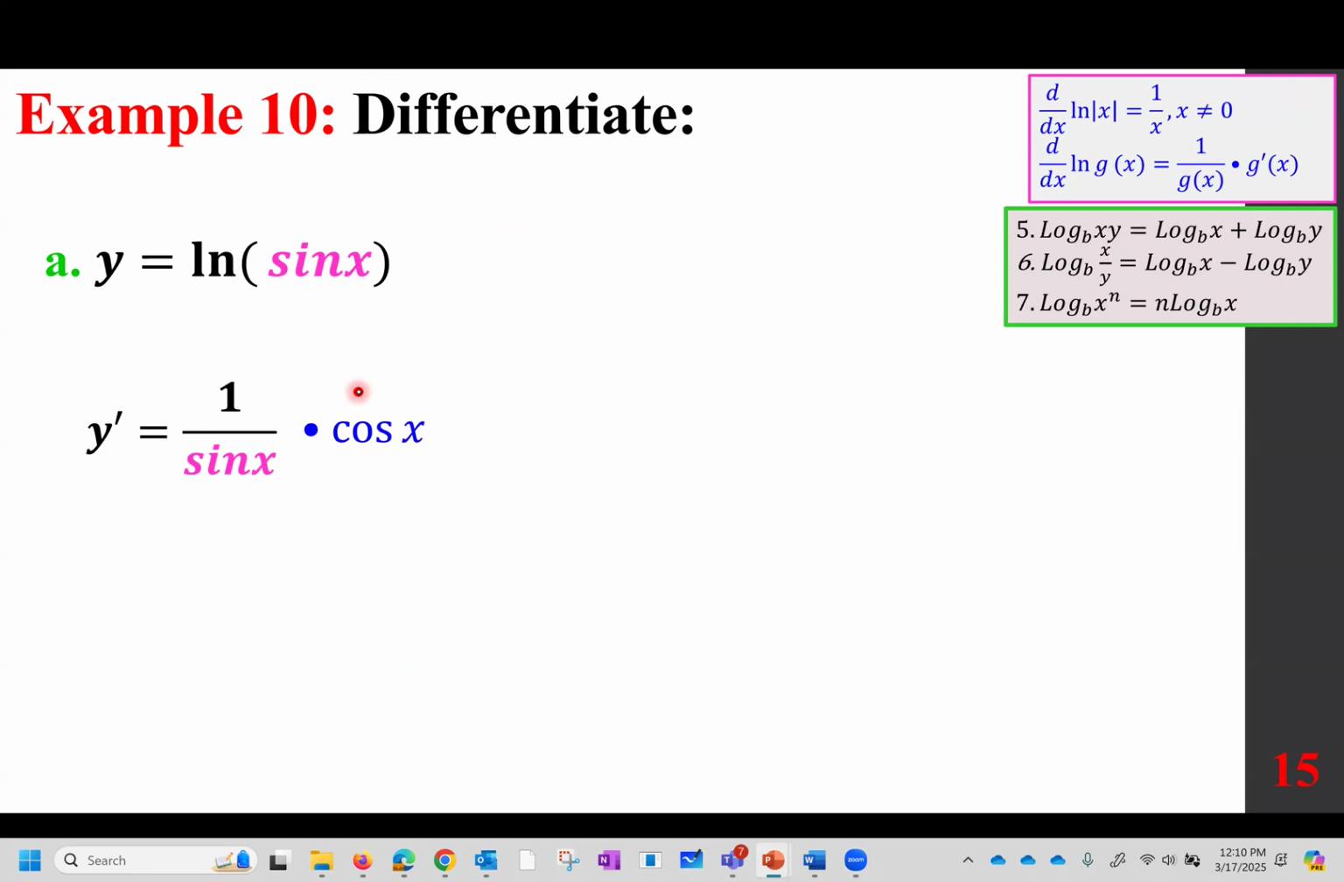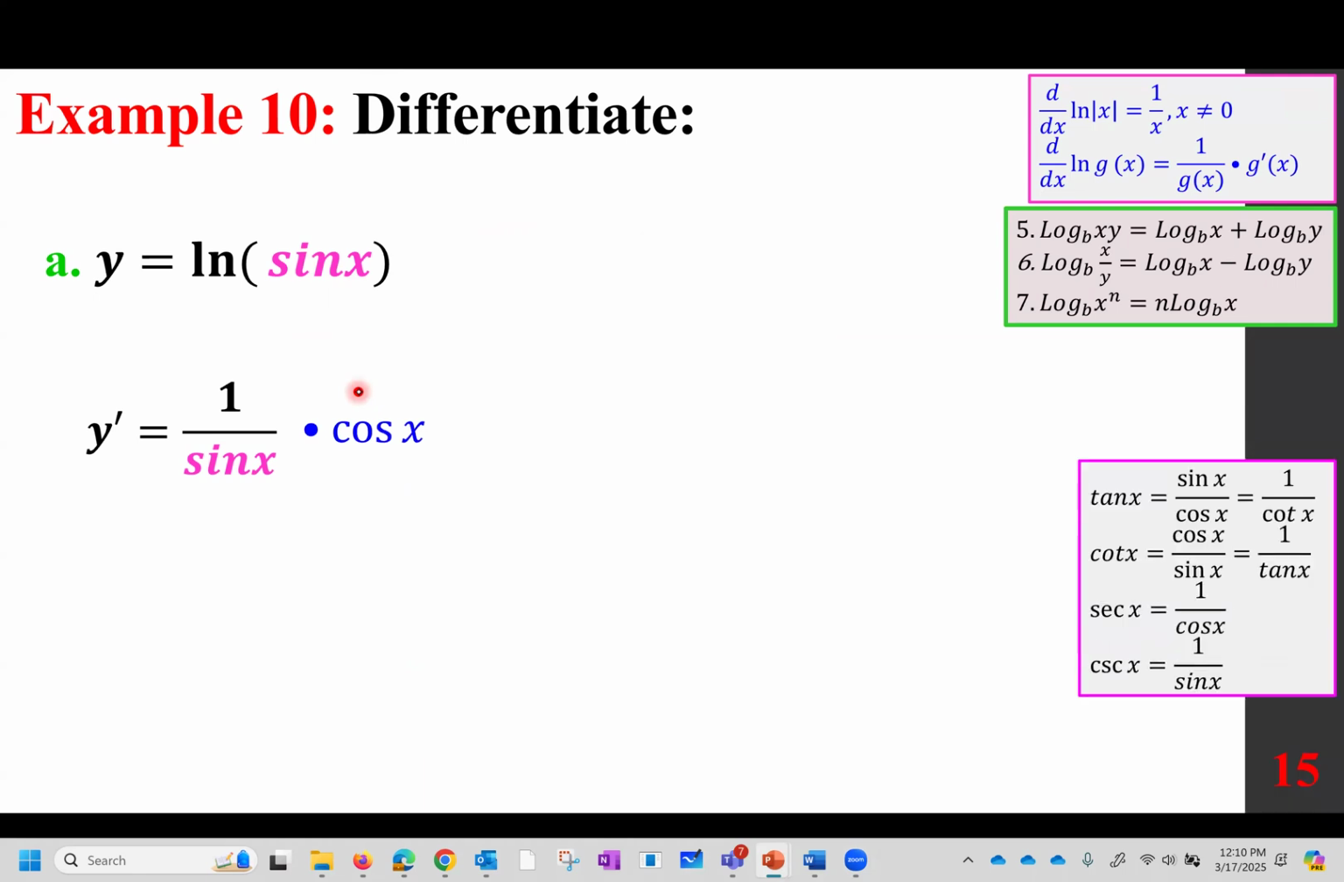Now, as you recall with trigonometric identities, tan x is sine x over cosine x, or 1 over cotangent x. Cotangent x is cosine x over sine x, or 1 over tan x. Secant x is 1 over cosine x, and cosecant x is 1 over sine x. So this one tells us cosine x over sine x must be cotangent x.